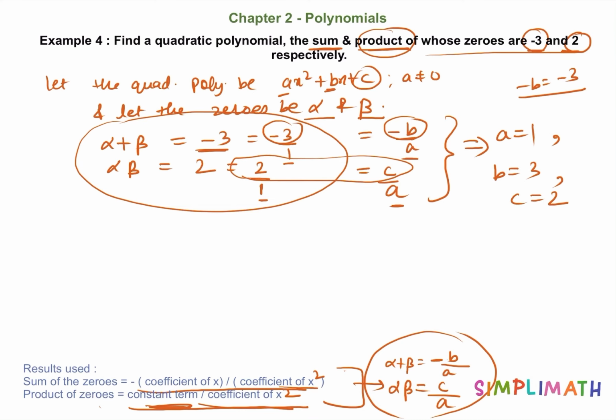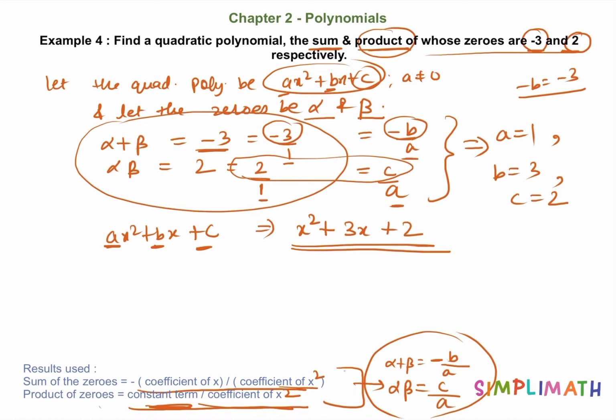So one of the quadratic polynomials which fits the given conditions is, we know that ax square plus bx plus c is the quadratic polynomial. So I can say that one of the polynomials is, if we put these values, a is 1, so I can write it as x square, b is 3, so 3x, and c is 2. Okay, so one of the polynomials is this which satisfies the given conditions.